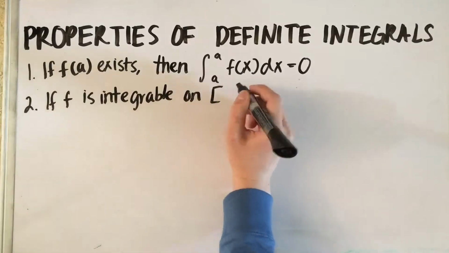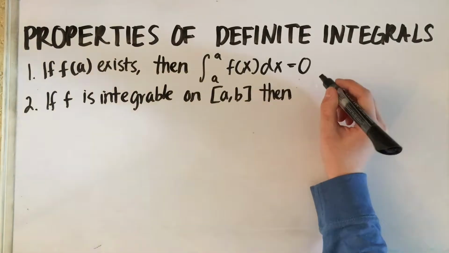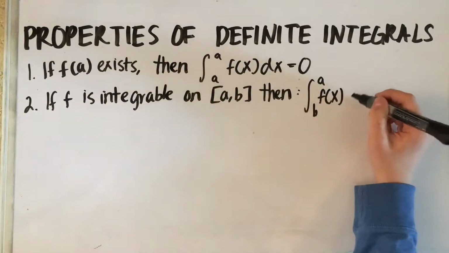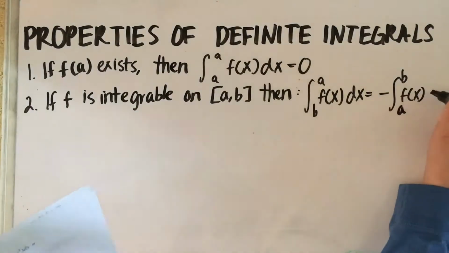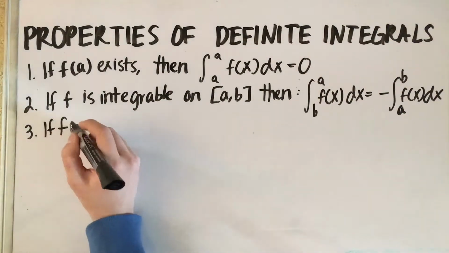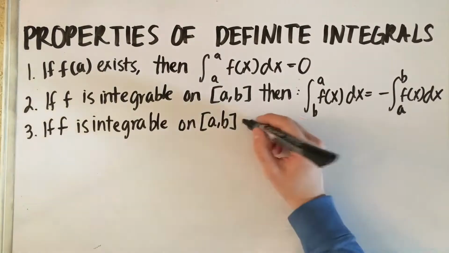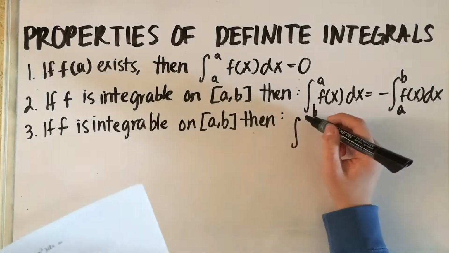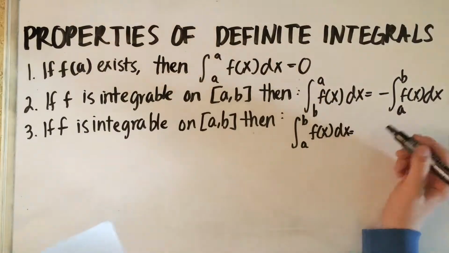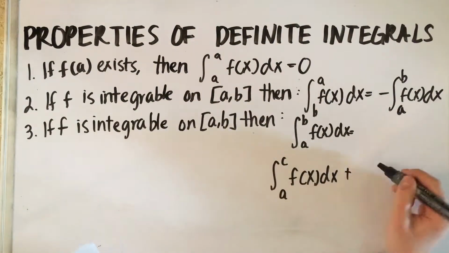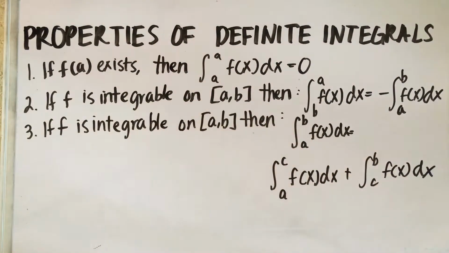If f is integrable on an interval a, b, then the integral from b to a of f of x dx equals the negative integral from a to b of f of x dx. If f is integrable on the interval a to b, then the integral from a to b of f of x dx equals the integral from a to c of f of x dx plus the integral from c to b of f of x dx.